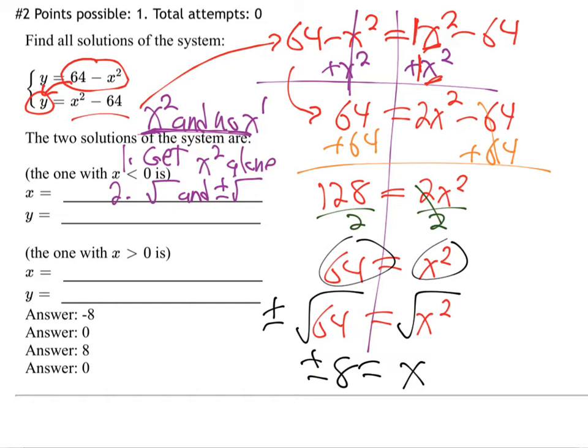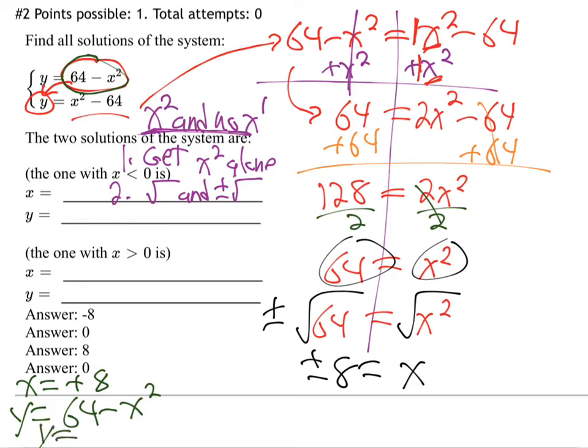Let me bring it over here carefully. So I'm going to take it right over here. X is positive 8. So I'm going to plug in. Now, what am I going to plug into? Either equation, doesn't matter. I'll just grab the first one. So it's y equals 64 minus x squared. We have to find the y value that goes with each of those x values.